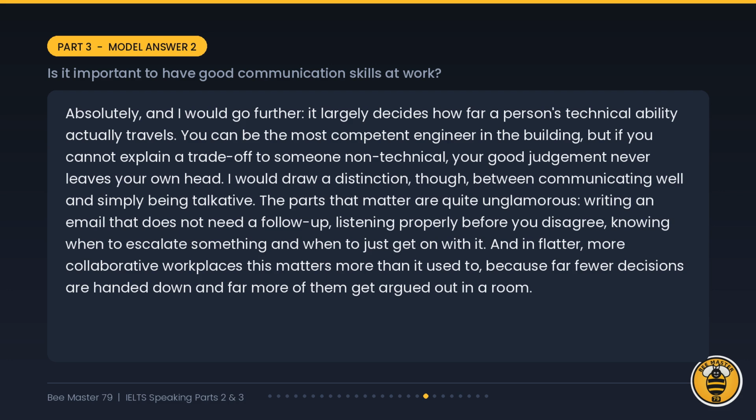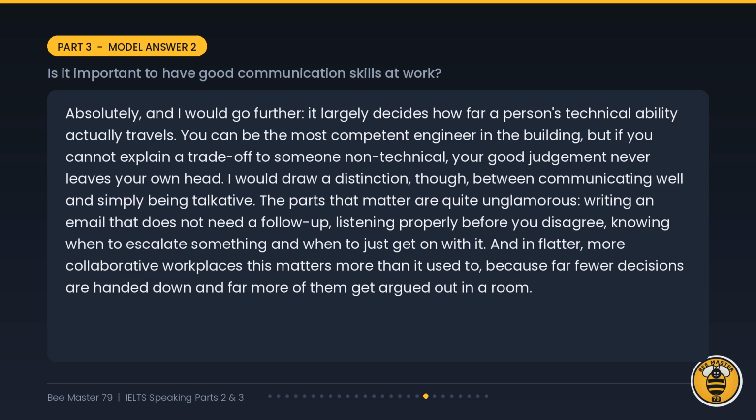Absolutely. And I would go further. It largely decides how far a person's technical ability actually travels. You can be the most competent engineer in the building. What if you cannot explain a trade-off to someone non-technical? Your good judgment never leaves your own head.